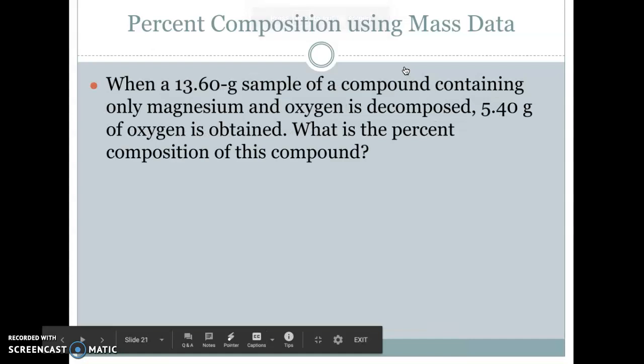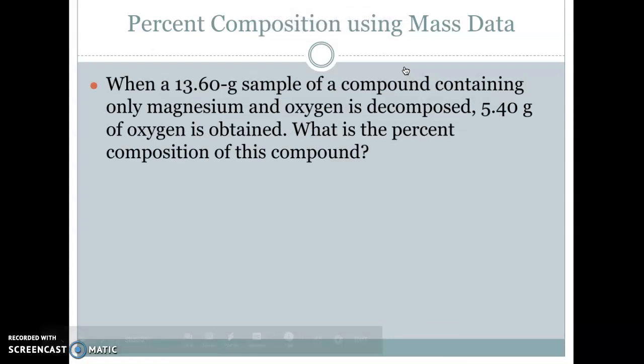Okay, now we switch back here. Now here's another sample problem for you to try out. In this one we have a 13.60 gram sample of a compound containing only magnesium and oxygen. It's decomposed. 5.40 grams of oxygen is obtained. What is the percent composition of this compound? With this one, find the percentage of magnesium and find the percentage of oxygen. So do that calculation. You can pause the video, and I'll show you the answer in just a bit.